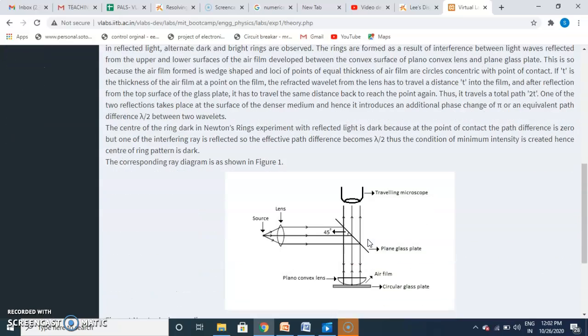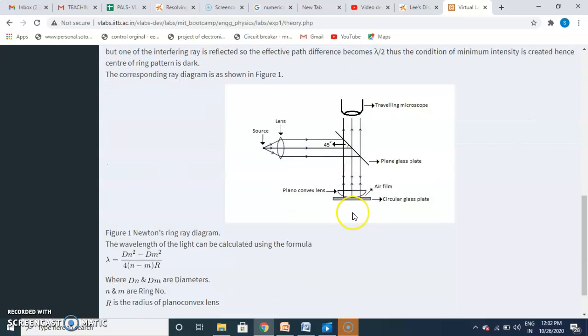And now we can see the picture. You have a glass plate over here and you have a convex lens over here. The traveling microscope is here. If a glass plate is placed between an air film and the traveling microscope, superposition of waves will take place, so that we will get the Newton's ring. Okay, now by using the Newton's ring we can calculate the wavelength of light using this formula.